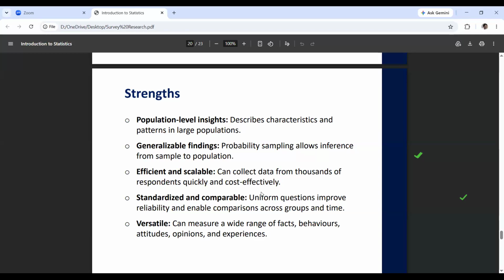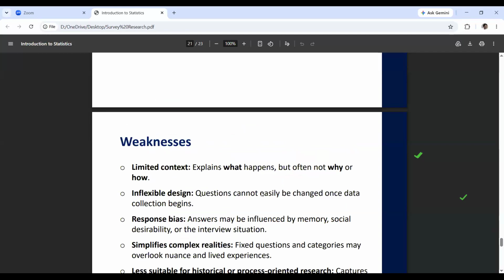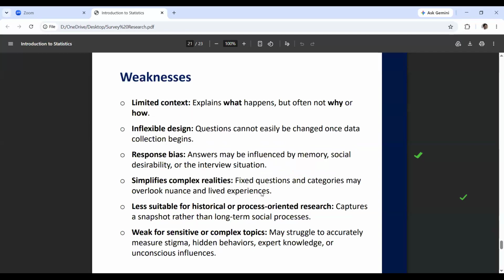And there are some weaknesses. Limited context: it explains what happens, how much, how many, but does not answer why or how. For that, you need a qualitative in-depth interview. We call that also a survey, but technically that is not a survey, that is an in-depth interview. Inflexible design: questions cannot easily be changed once data collection begins. Then response bias: answers may be influenced by memory, social desirability, or interview situations.